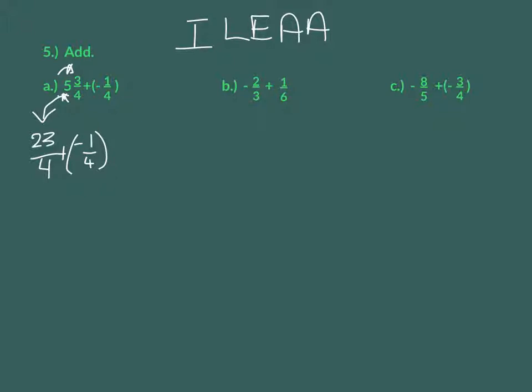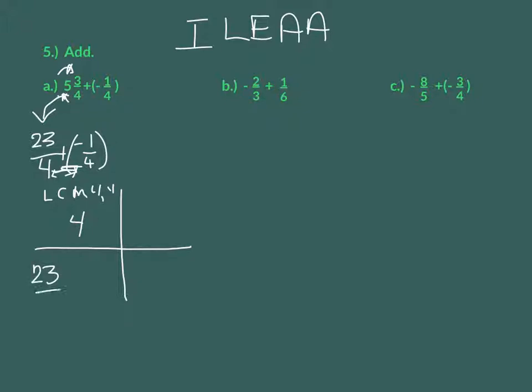If I set up my handy dandy graphic organizer, I moved it over here because I noticed that these are already the same. So I know my least common multiple of 4 and 4 is, of course, 4. Even when these problems are easy, I like to use my graphic organizer so that I'm always in the habit of using it. These are both already in fourths.